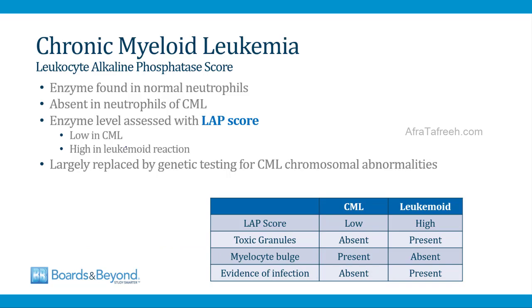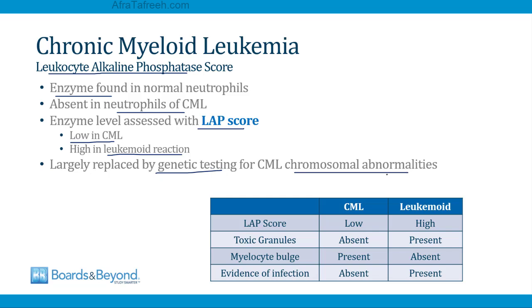Another feature you can use to distinguish CML from a leukemoid reaction is called the leukocyte alkaline phosphatase score, or the LAP score. Leukocyte alkaline phosphatase is an enzyme found in normal neutrophils, but it's absent in neutrophils of CML. So you can assess the enzyme level with the LAP score, and it will be low in CML. It will be high in a leukemoid reaction. And years ago, a low LAP score was used to identify cases of CML. In modern practice, this has been mostly replaced by genetic testing for chromosomal abnormalities, and we'll talk about this in a second.